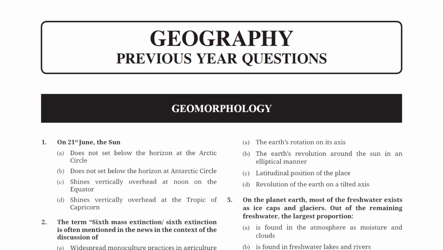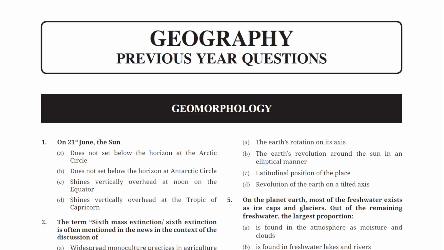So today we are going to cover the geography previous year questions topic wise. Coming to geomorphology, the questions in the last 10 years in the previous year questions are: question 1, on 21st June, the sun is. So here the question is about what is the position of the sun on the 21st June. There is a special thing happening on the 21st June, and that is what is asked here. Out of the four options, we have to select one.